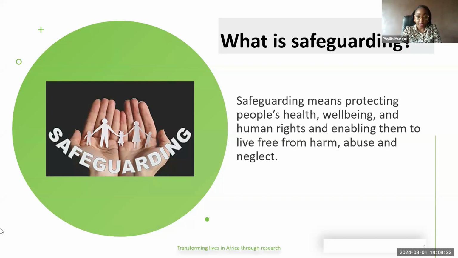And who are you protecting? You're protecting everyone who you come into contact with, be it your colleagues, be it your research participants, be it children, be it vulnerable people. And vulnerable people are described as people who are at risk, either because of their age, it could be because of ailments, or because of their sexual orientation.